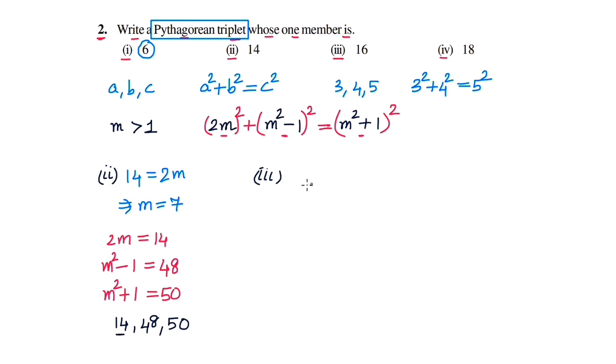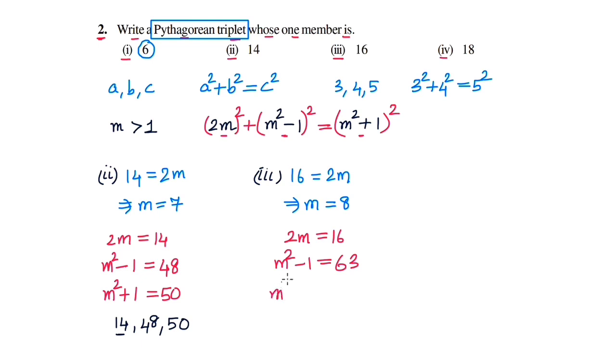Clear? So now moving to the third part, for 16 we will directly compare with 2m to find the integer value for m. So m will be equal to, on transposing, we get the m value as 8. Now we are going to find the triplet. So 2m will be directly equal to 16. m square minus 1 will be, putting the value of m, 8 times 8 is 64. 64 minus 1 is 63.